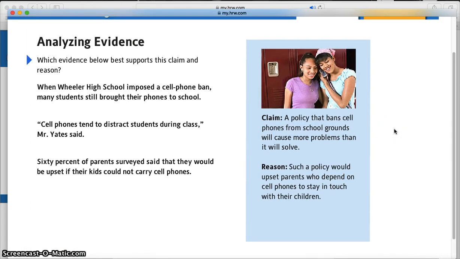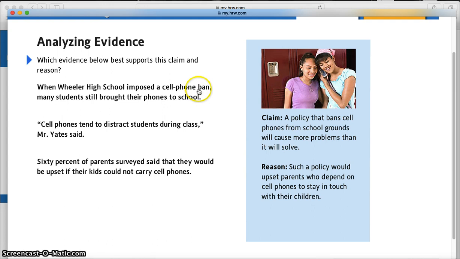Which evidence below best supports this claim and reason? Okay, so we're going to do this one too. So we've got on the right-hand side, let's look at this first. We have a claim: A policy that bans cell phones from school grounds will cause more problems than it will solve. So basically the claim is saying we are against a cell phone ban at school. And the reason is such a policy would upset parents who depend on cell phones to stay in touch with their children. So now one of these 3 will specifically support the idea of parents being upset.